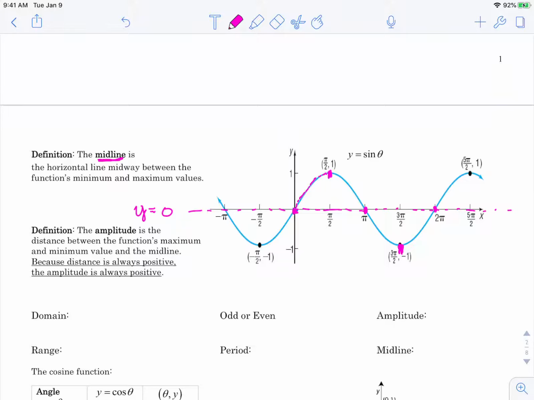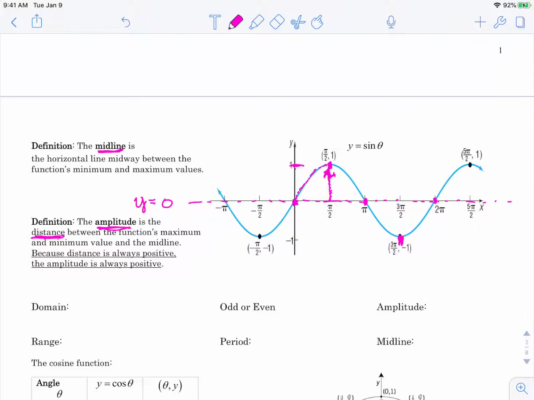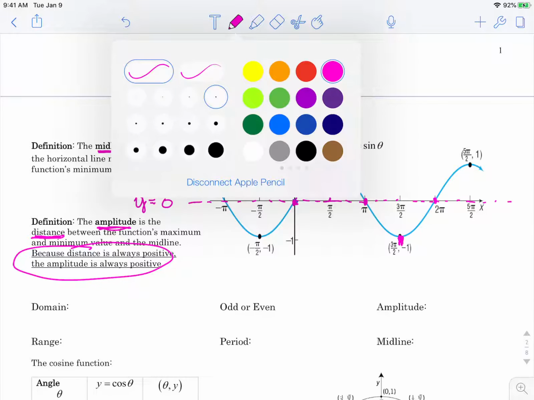And then another definition is the amplitude of a function. And the amplitude of your sine function is the height, okay? The distance, key thing is distance, so that would be positive, from your midline up to the maximum. So for us, if we go from our midline up, that distance is 1, right? Because we stop at 1 here. So our amplitude is 1. Now again, for amplitude, it's always positive. Always, always, always positive.